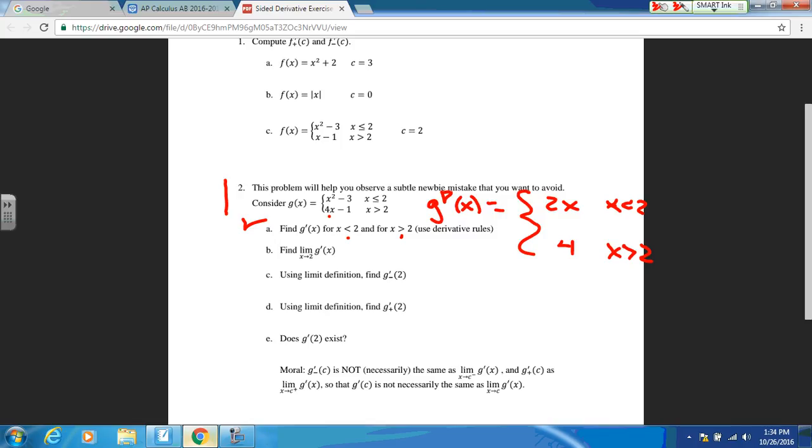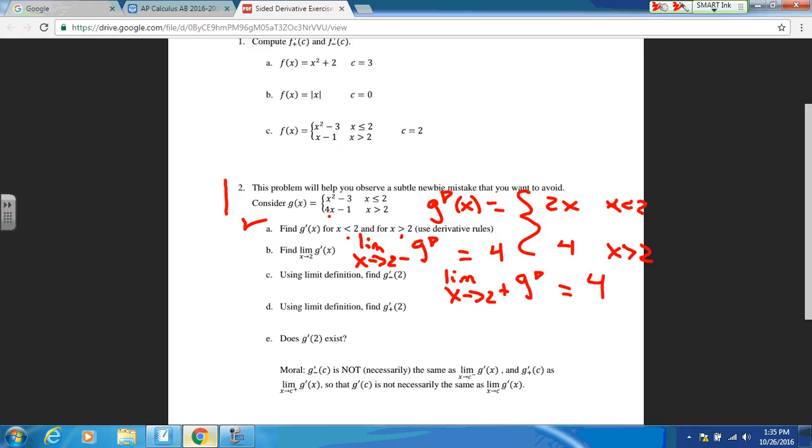Now, find the limit as x goes to 2 of g prime. Here I've got g prime for all x's except x equals 2. That works for me. But it does occur to me that limit from left and right I need to check separately. So I look at the limit as x goes to 2 from the left of g prime. And when I do, which piece do I use? And as x goes to 2 from the left, I get 4. But as x goes to 2 from the right, I get 4. 4 again.